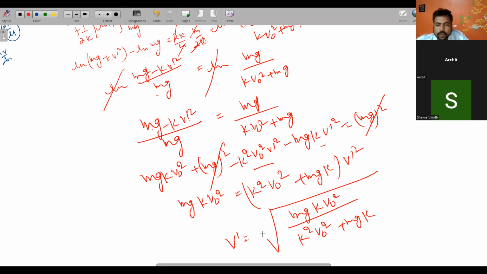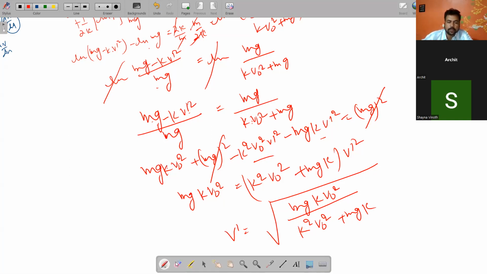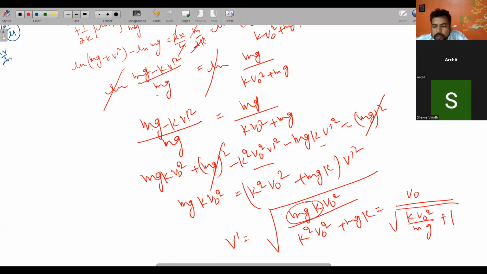V naught will come, v naught by v naught. Okay, fine. Let's do it this way. Just bring this to the denominator, v naught square, square root. It will be v naught. This will come down, like this upon this. So k cancels. So this is k v naught square upon mg plus mgk by mgk, 1. Yes, k v naught square by mg plus 1. Correct. Matched.